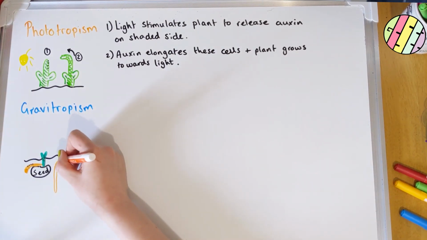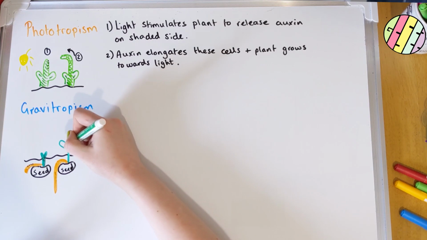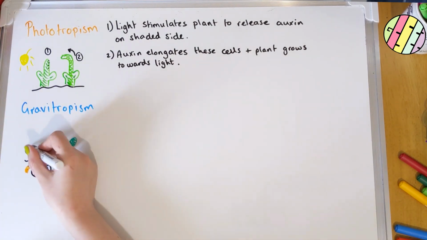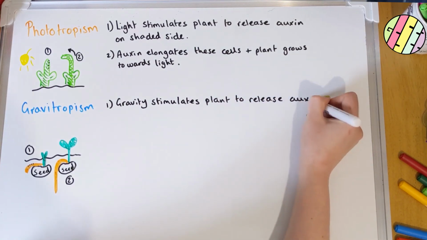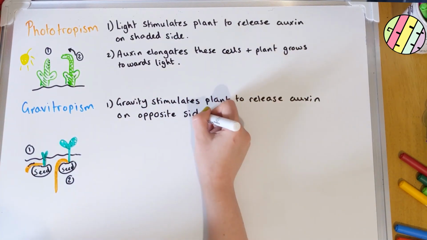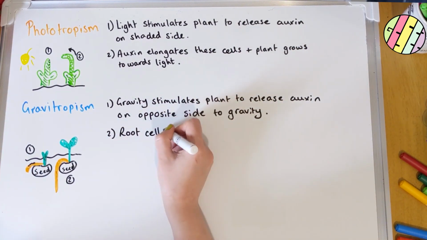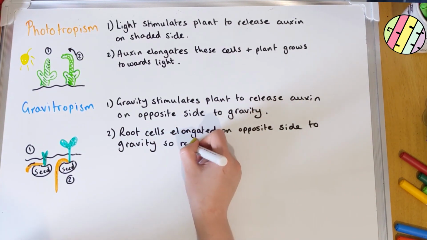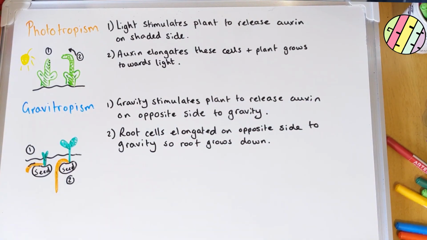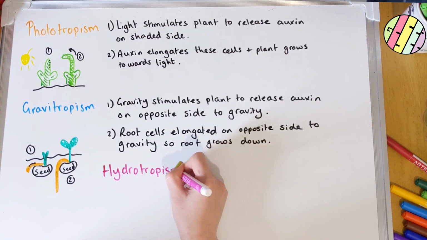Our next one is gravitropism or geotropism. This time the stimulus is gravity, and this is going to stimulate the roots to produce auxin on the opposite side to where gravity is pulling. This will then cause the root cells to elongate on the opposite side to gravity, so the root then turns and grows down towards gravity.